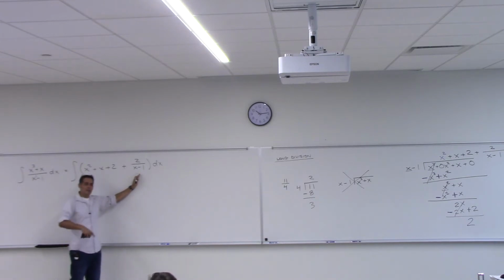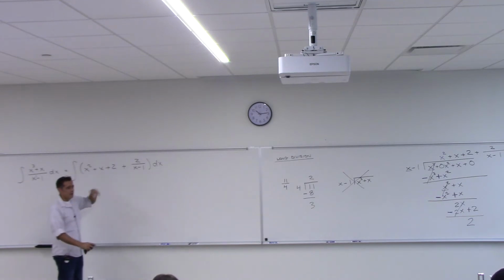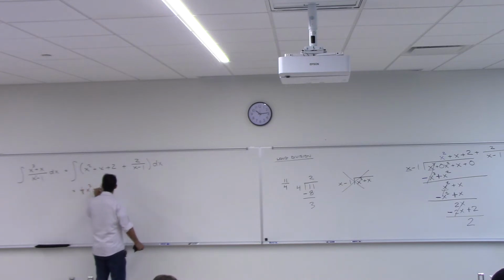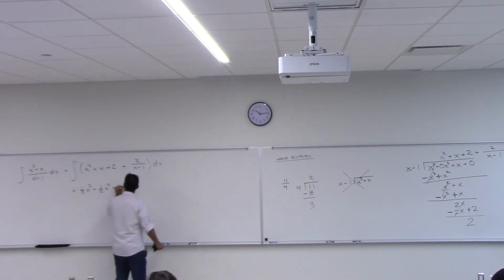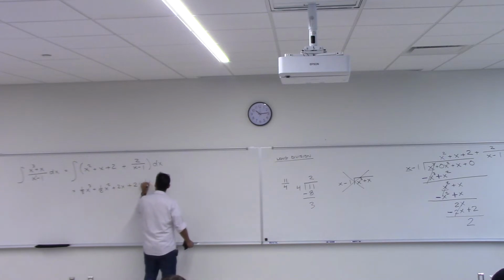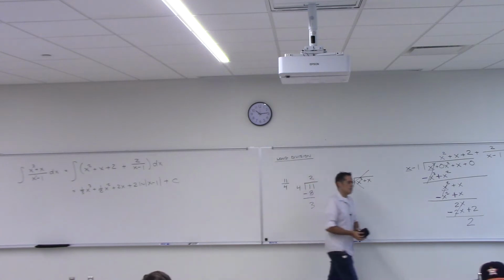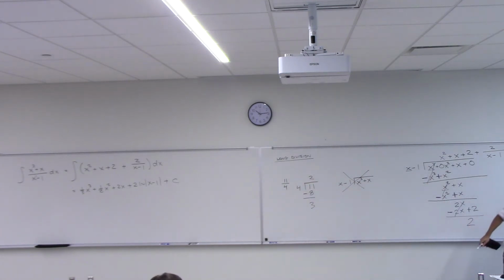Why? Because we spent last class talking about, can we do this, this, this, this, this? This is a constant over a linear. That was the second thing we looked at last class. So we can handle all this. 1/3 x cubed plus 1/2 x squared plus 2x plus 2 natural log absolute value x minus 1 plus c. We're done. You like that one? Okay, good. Let's look at the next one.